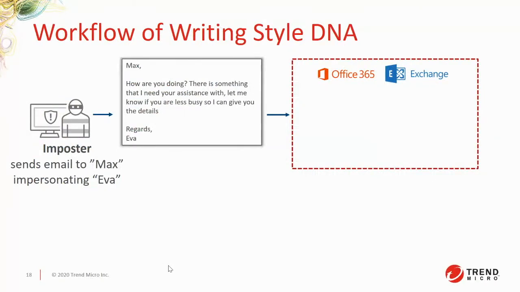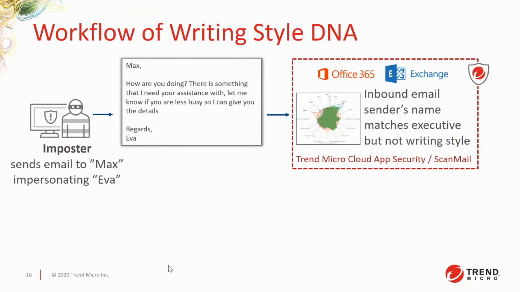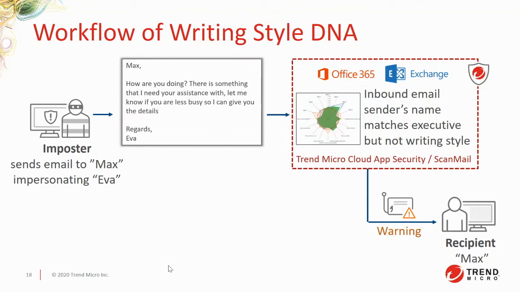Here is an example of an attacker trying to impersonate Eva and sending an email to Max. We built writing style DNA for Eva's emails. When this attacker composed the email, he made a variance from the writing style that Eva follows. With this, we can detect it as a business email compromise attempt through our Cloud App Security.